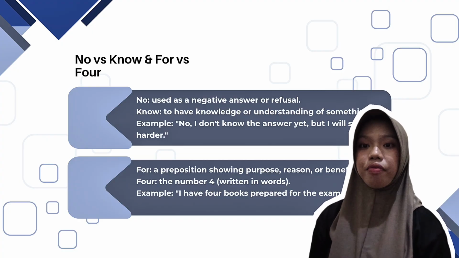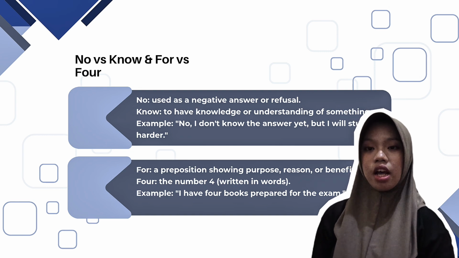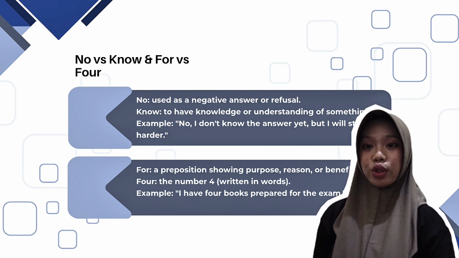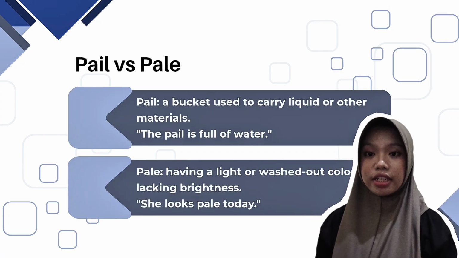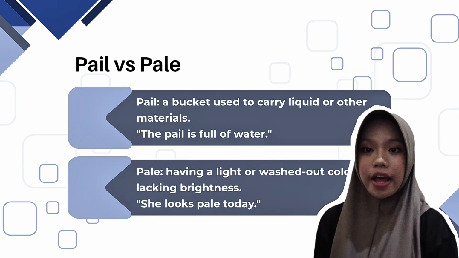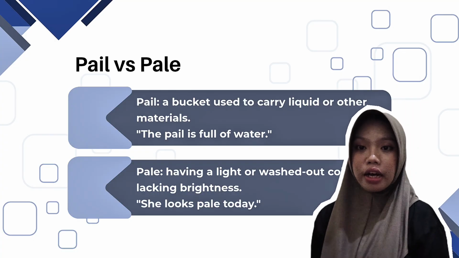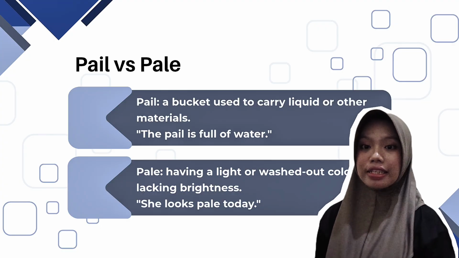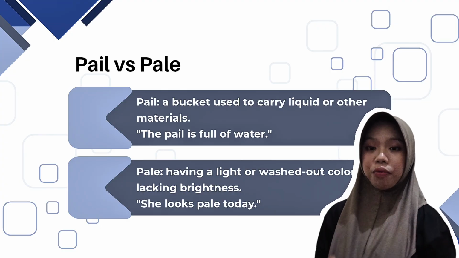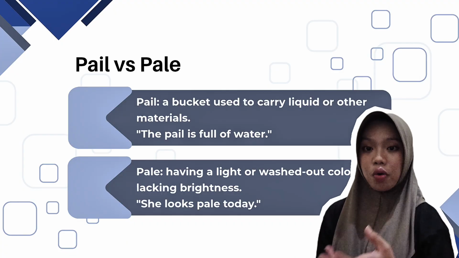We also have for and four. For is usually used to show purpose, yang artinya untuk. For usually depends on the purpose and context, as there is for and four. The first for, for example, this is a gift for you. For yang berarti untuk.